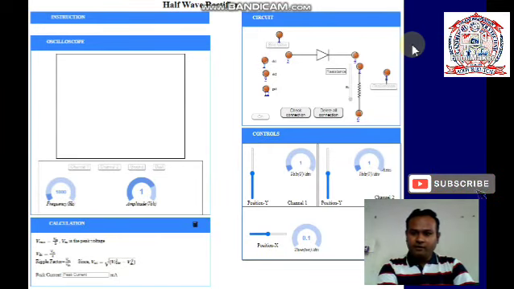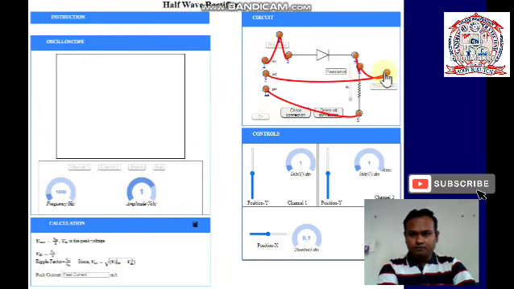So friends, let's see how to connect the circuit. First, we connect the sine wave generator with a diode, then the diode to the load resistance, and then we connect the load resistance to ground. Now we connect the oscilloscope, channel 1 and channel 2.